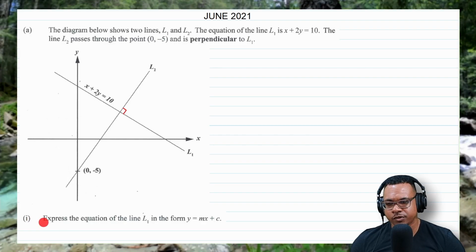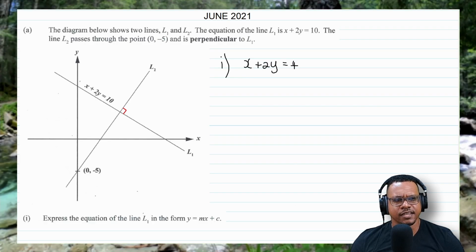So for part 1, we want to express the equation of line 1, which is L1, in the form y equals mx plus c. Since we already have the equation of line 1, all we have to do is make y the subject of the formula, so we can put it in this form, y is equal to mx plus c. So for part 1, we're going to write the equation that we were given, x plus 2y is equal to 10, and now we're going to transpose for y. So I'm going to transfer this positive x across the equal sign and it becomes negative x.